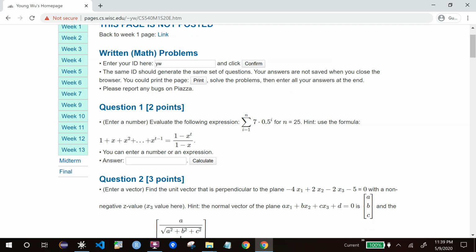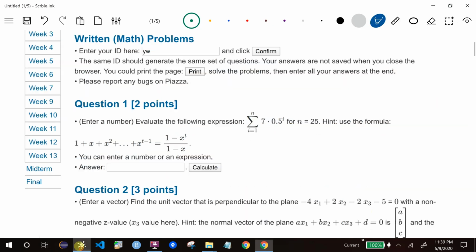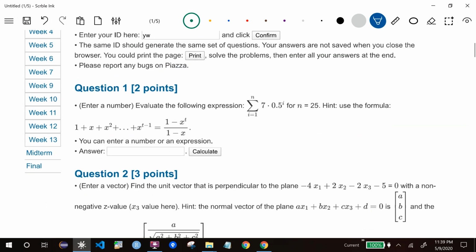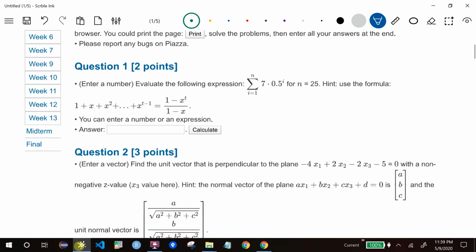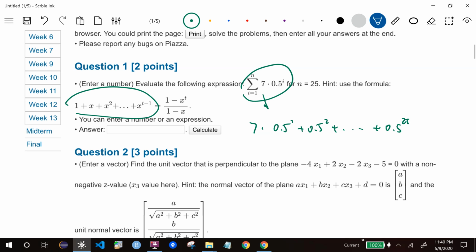So instead of doing this on my website, I generated a PDF and I will do it here instead so I can write on it. So let's start with the first one. It's a series sum. So this will be useful right after the midterm, but we'll do it here anyways. So this expression, you should write it out. So it's 7 times 0.5 to the power 1 plus 0.5 to the power 2, and so on until 0.5 to the power 25. So this looks like a geometric sum, which we have a formula for.